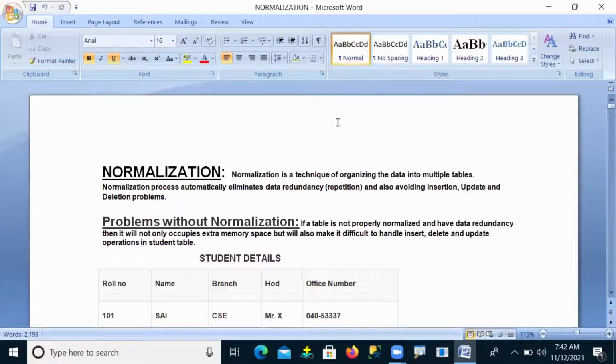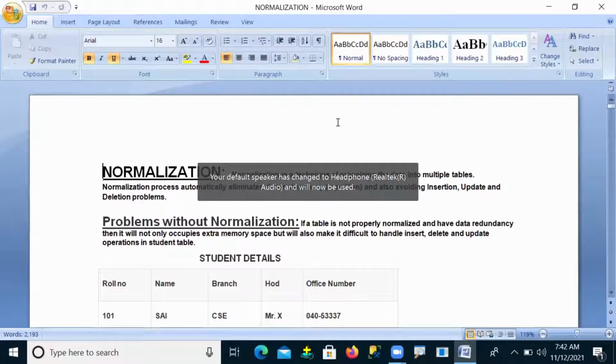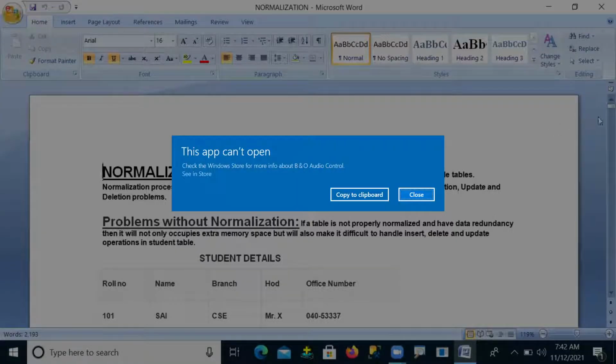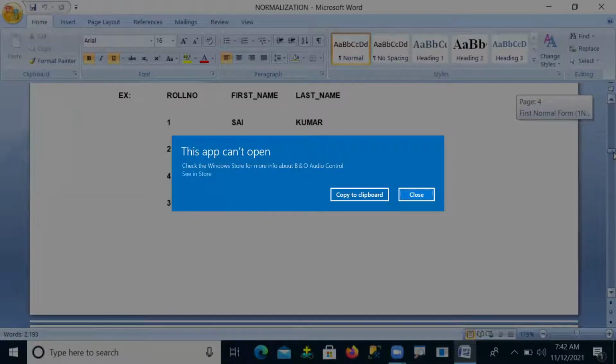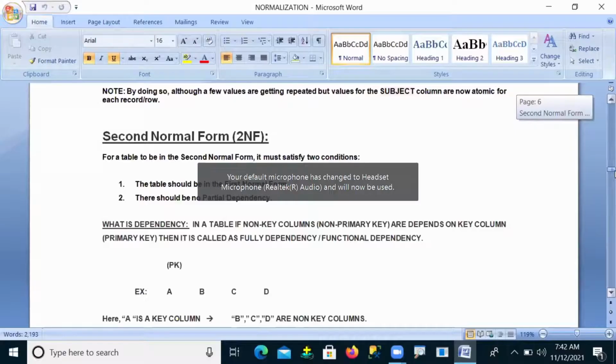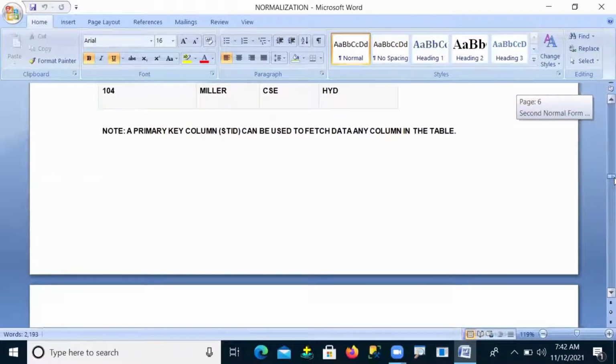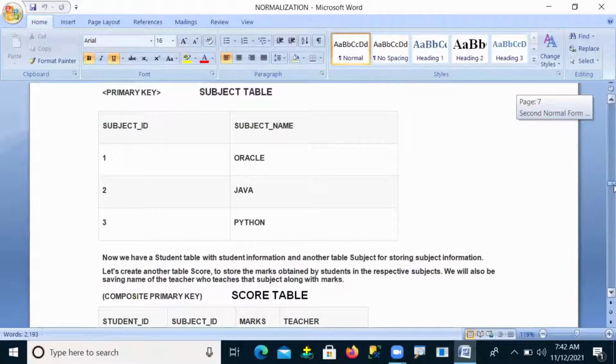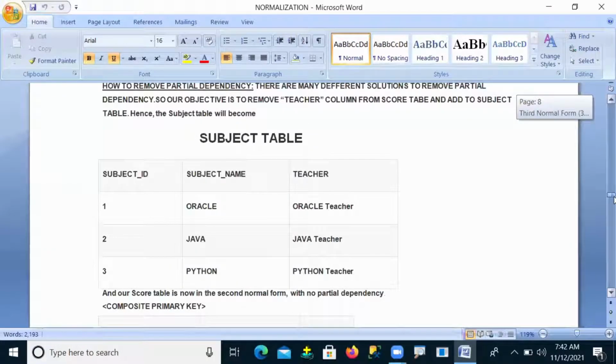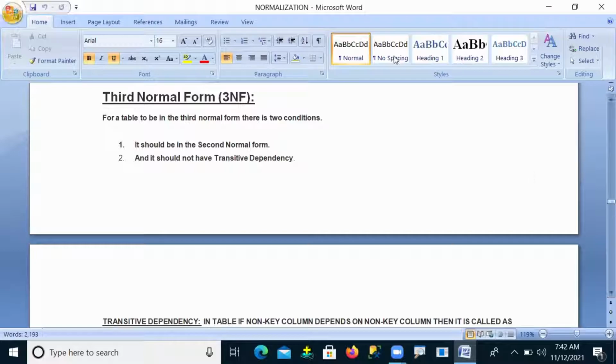Okay, right. So in the last session, we completed up to the second normal form. The second normal form we completed, right? And third normal form also completed, guys. We completed third normal form.